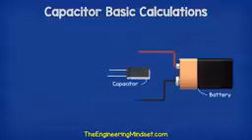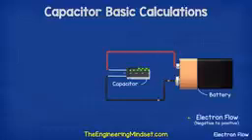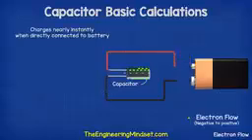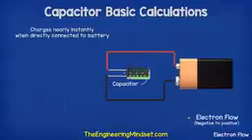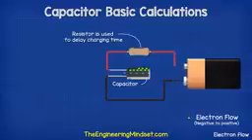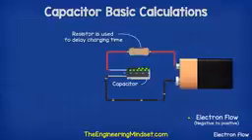When connecting to a DC supply, the voltage of the battery will push electrons into the capacitor, and so the capacitor charges up to the same voltage as the battery. Capacitors are charged nearly instantly when connected directly to a battery, but we nearly always use a resistor. This will delay the charging time, and later on in this video we'll see how to calculate that.